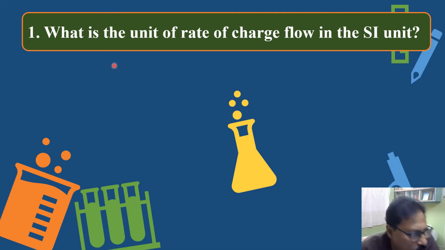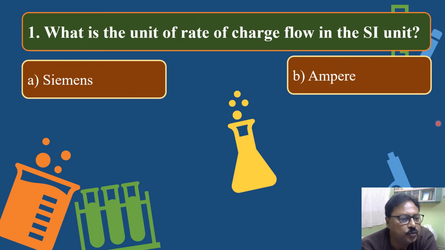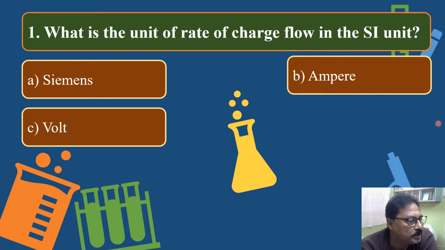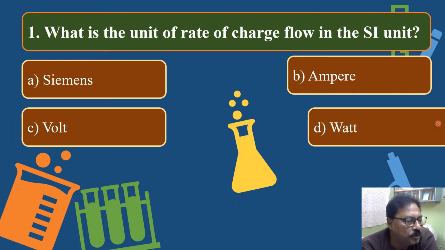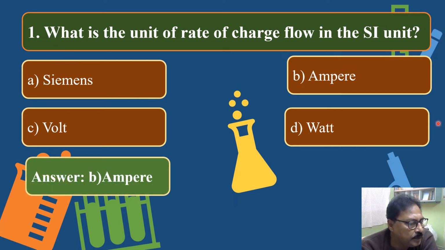Question number 1. What is the unit of rate of charge flow in the SI unit? Option A, Siemens. Option B, Ampere. Option C, volt. Option D, watt. The correct option is option B, Ampere.